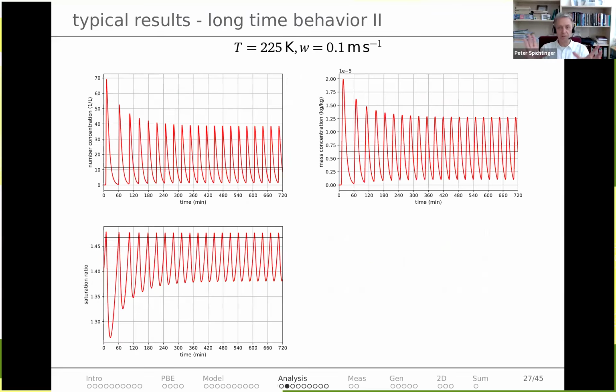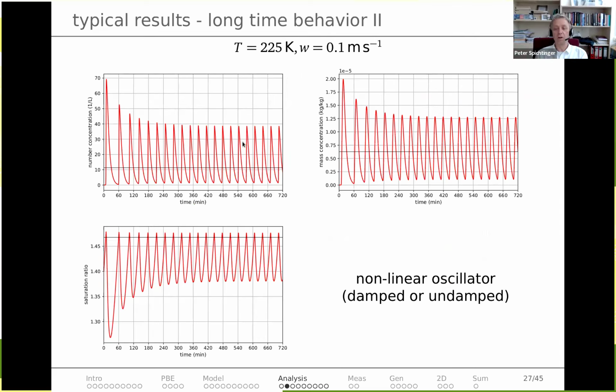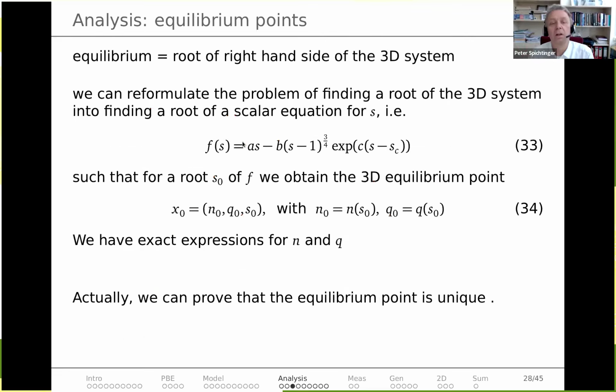If you go in between with a 10 centimeters per second updraft, you realize you have something like an oscillator. Remember this predator-prey system. You have a nucleation, ice crystals grow, fall out, next nucleation, and so on and so on. So in any case, you have a nonlinear oscillator, either damped or undamped. This is what you get from the system.